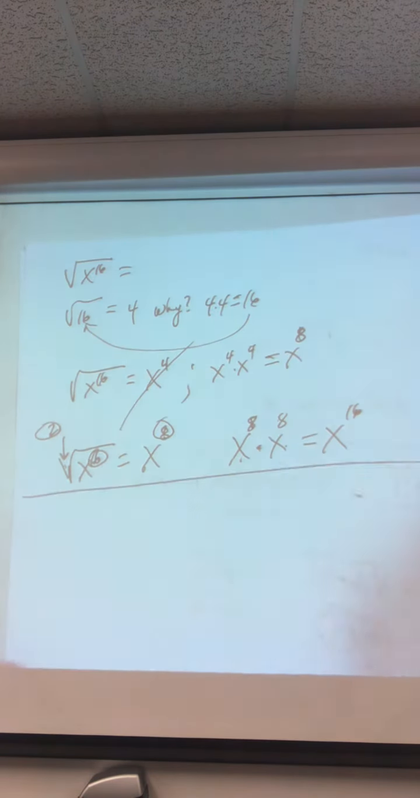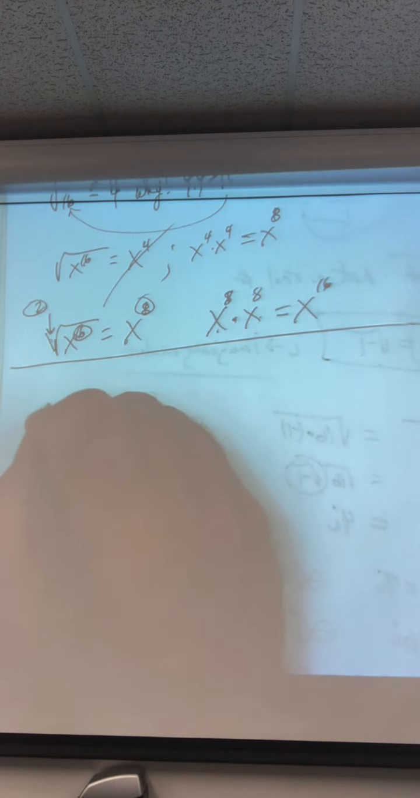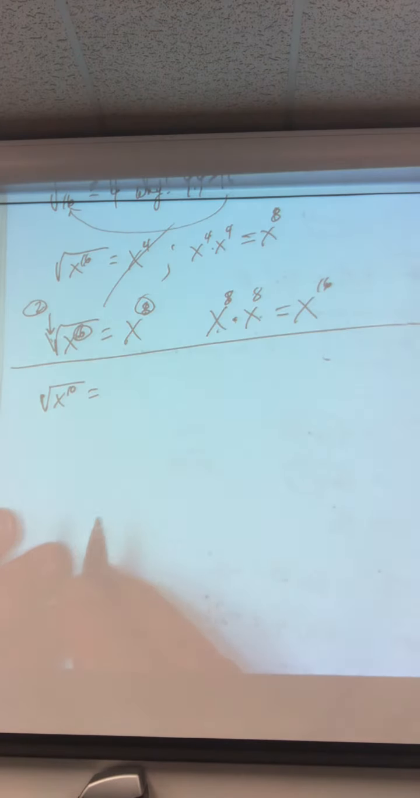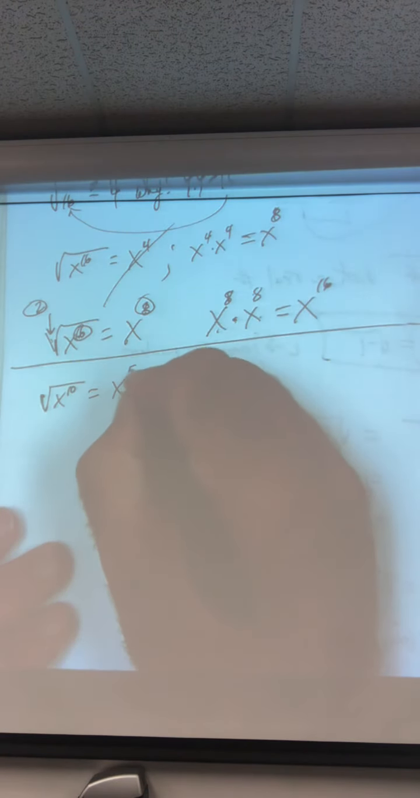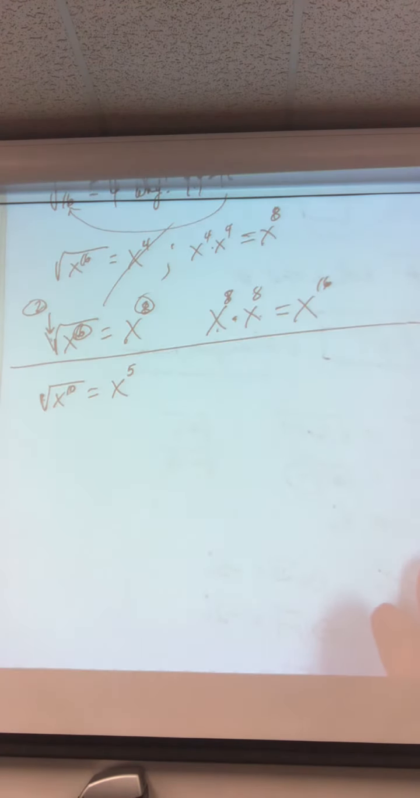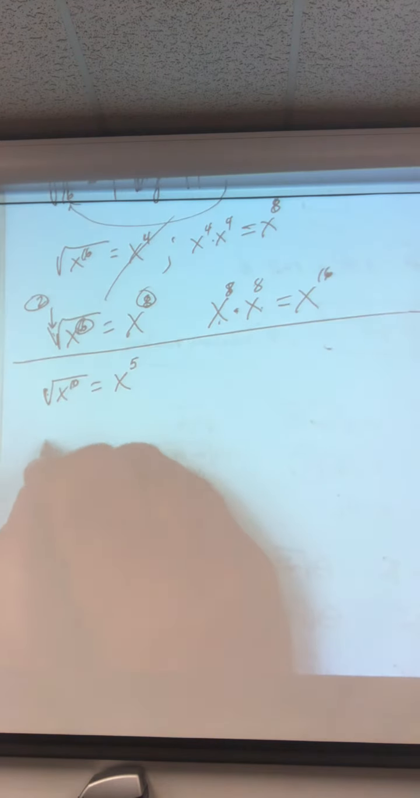So let's do something. Suppose I have the square root of x to the 10th. What would this be? X to the 5th. Why? Because 2 goes into 10 5 times. Well, let's do another one.